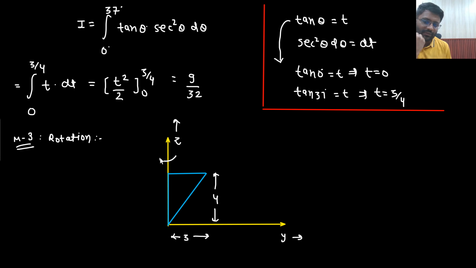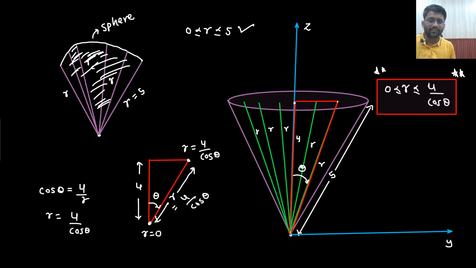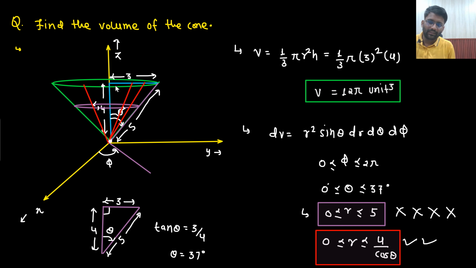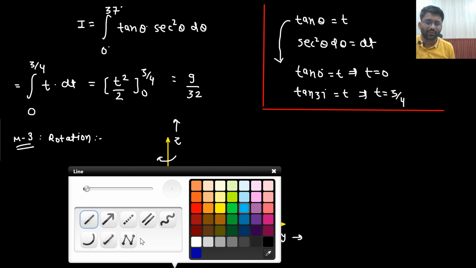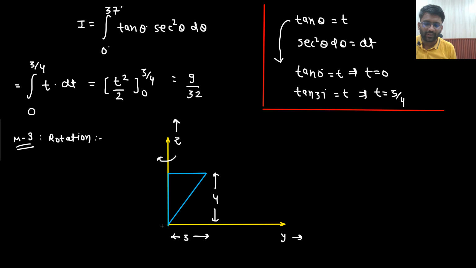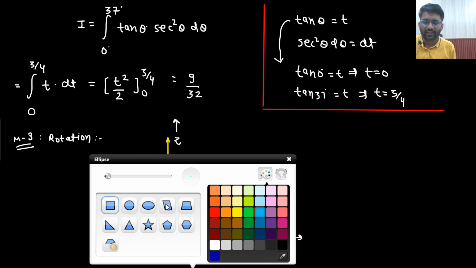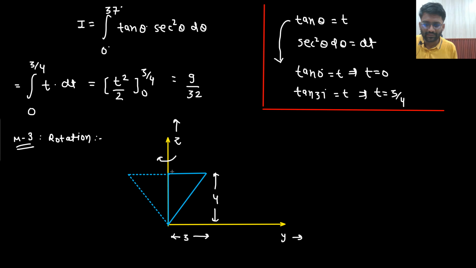If I rotate it about the z-axis, what will I get? This right angle triangle is rotated about the z-axis. You will get a cone only. Just see this cone. If you just rotate this right angle triangle about the z-axis, you will end up getting a cone. Say yes or no. So how will you make a cone? For making a cone, I just need to take the mirror image about the z-axis, and since I am rotating it, I will end up getting circles.